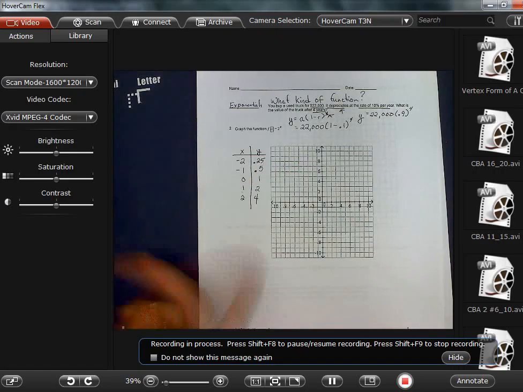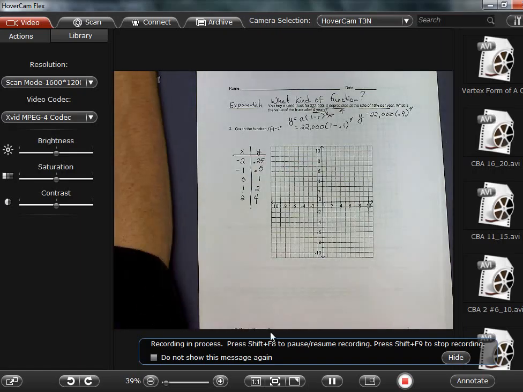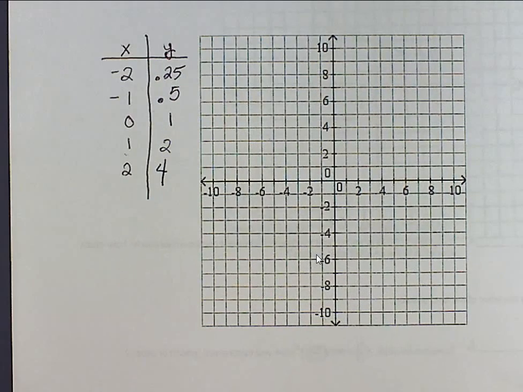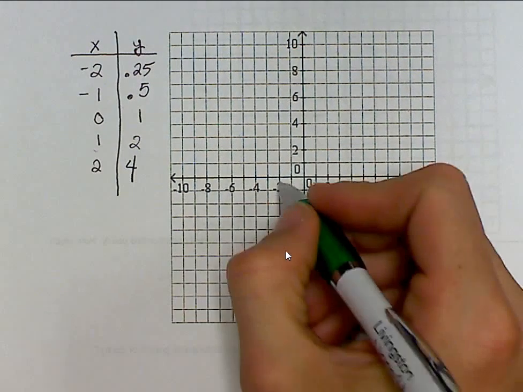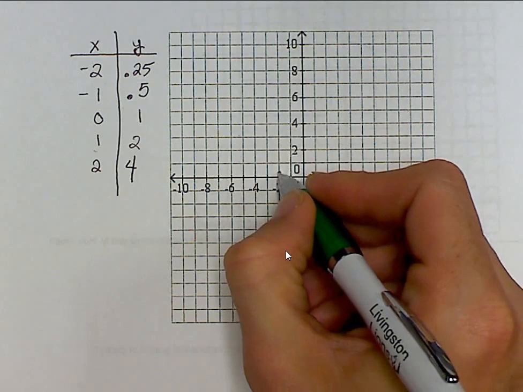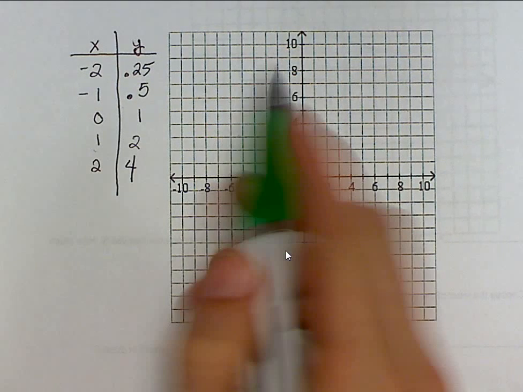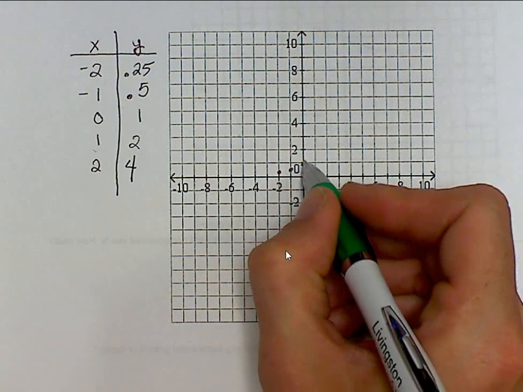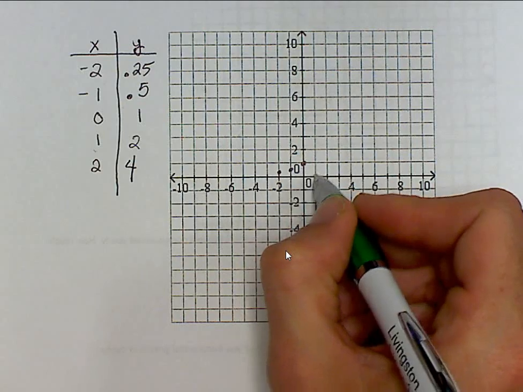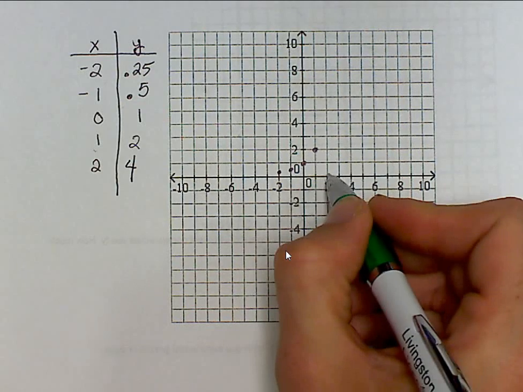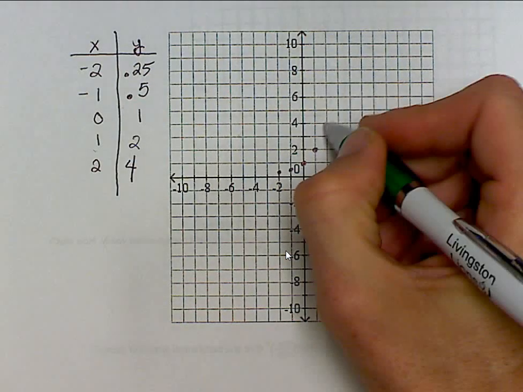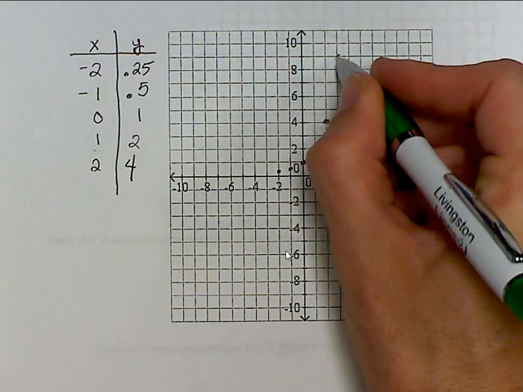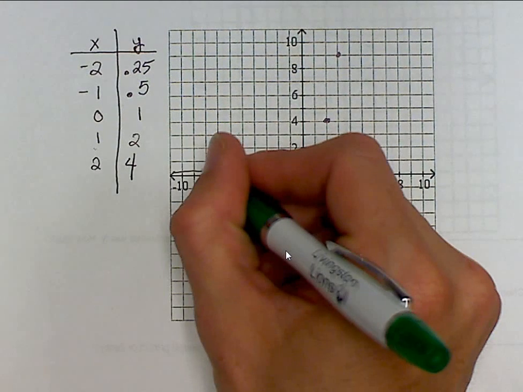Even if you don't know how to graph, you now have a table of values. Plot these values. -2, just above. -1, halfway. 0, up 1. 1, up 2. 2, up 4. If we continued it, it would be 3, up to 9. Now I can sort of sketch this graph.